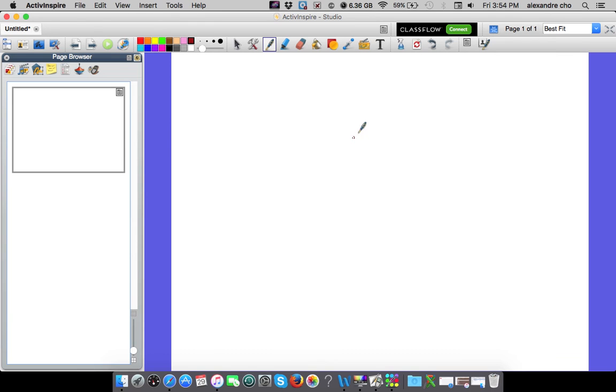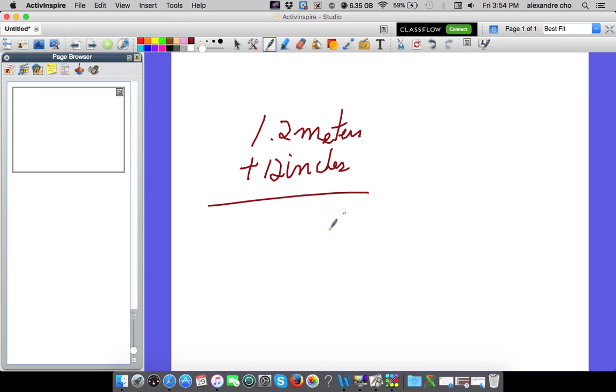What is the sum of 1.2 meters and 12 inches in centimeters? Yuck. Alright, so 1.2 meters plus 12 inches. Can't really add these two as it is. We've got to change them to centimeters. Both to centimeters.